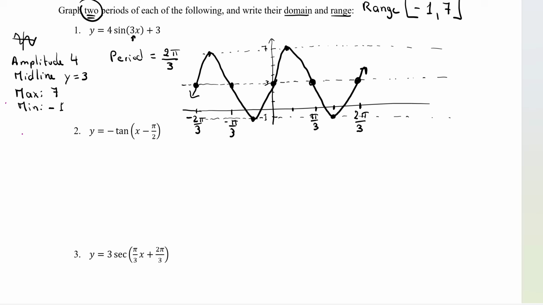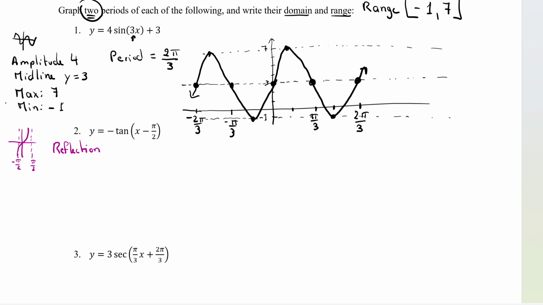First of all, I notice I have a tangent, so I need to think about what the parent function of a tangent looks like, and it looks like that. And then repeated from that, and that will be at -pi over 2 and pi over 2, and the period for the parent function will be pi. All right, so I have a negative here, so I know already I need a reflection.